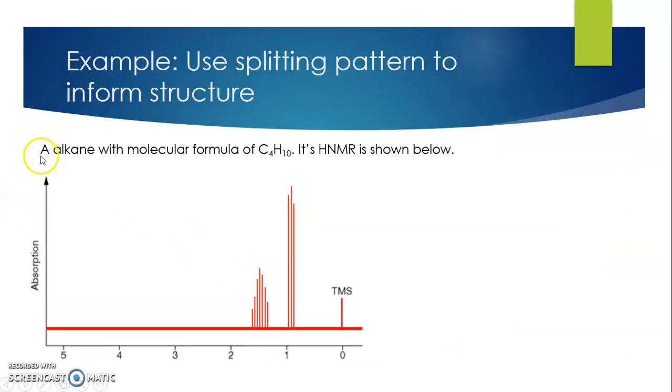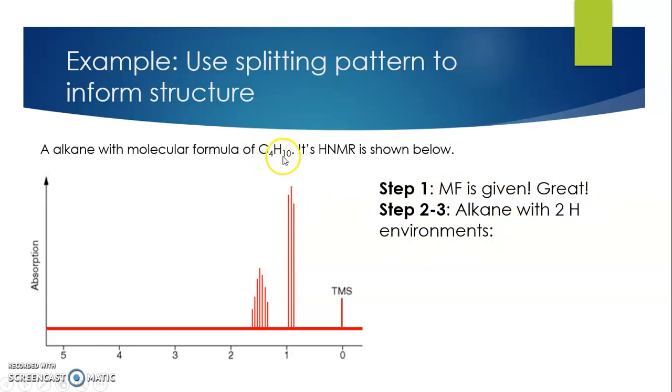An example: an alkane with molecular formula of C4H10, and the HNMR is shown below. Well, it's just an alkane. You already know it's an alkane, and there are really not many chain structures we can come up with, right? So let's try the menu out. First of all, molecular formula, it's given.